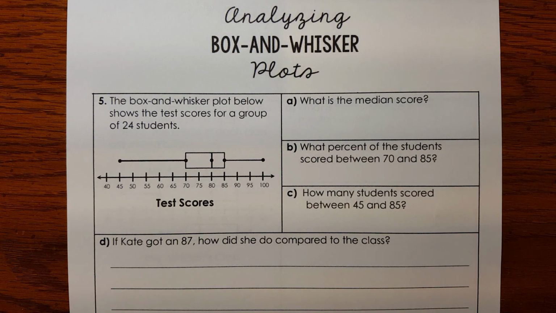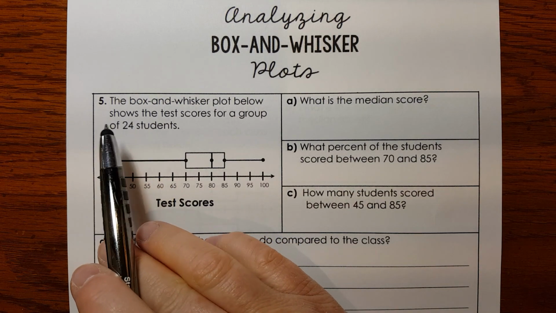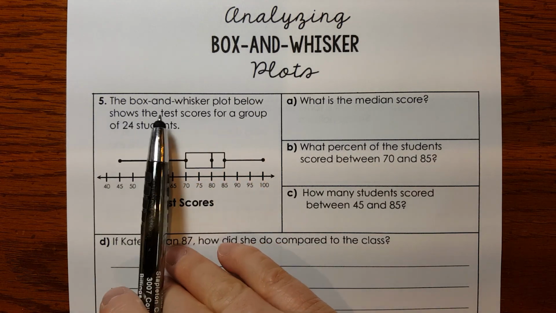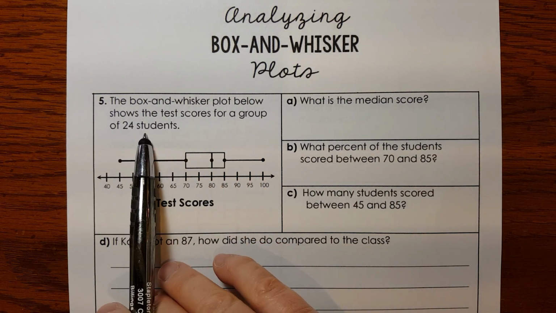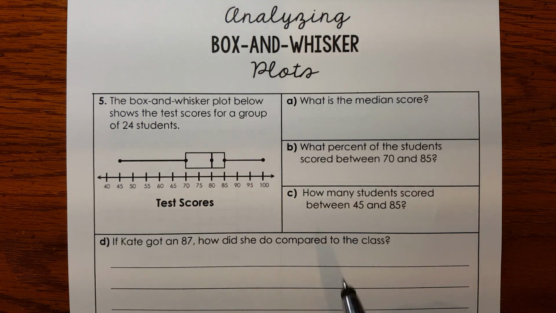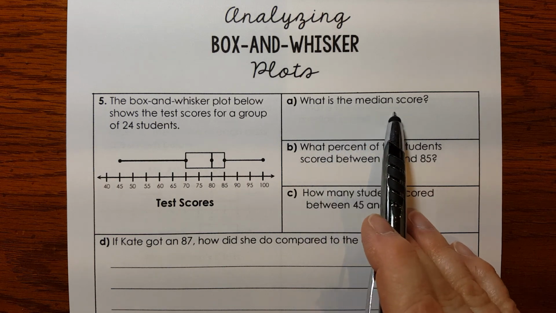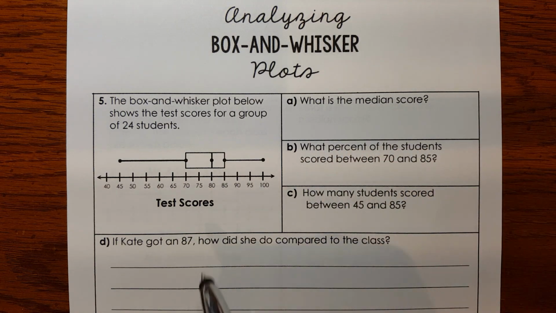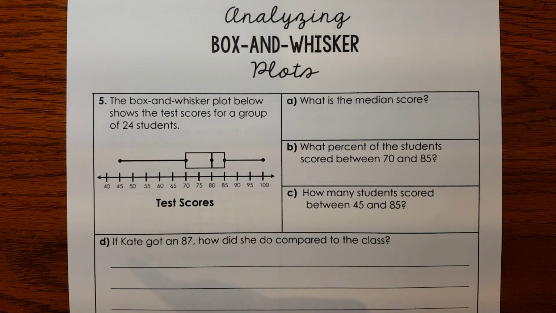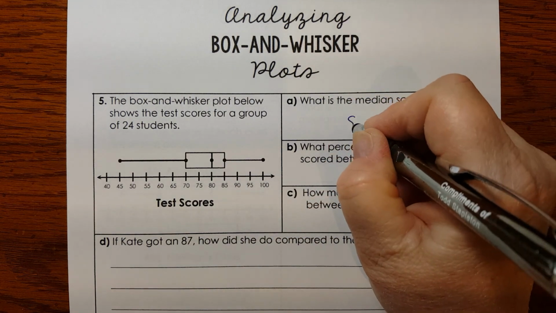So today we're going to do a little bit of analyzing and comparing. Number 5 on your note sheet, the box and whisker plot below shows the test scores for a group of 24 students. And here they are. Here's our box plot. And what is the median score? Well, that's right here where this line goes through. That's our median. So our median is 80.